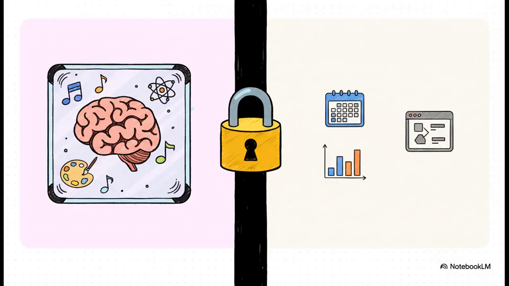These brilliant models, they're essentially trapped in a box. They can't see your files, they can't access your tools, they have no connection to real-time data. This forces all of us into what some people are calling the copy and paste tango. You know the dance. You feed the AI some info, it gives you an answer, and then you have to manually move that answer somewhere else. It's powerful, sure, but it's totally disconnected from everything.